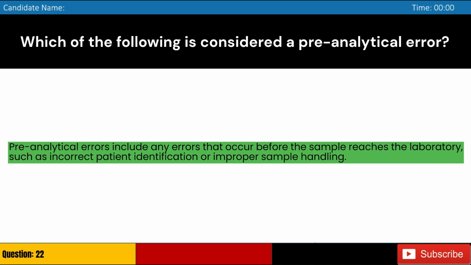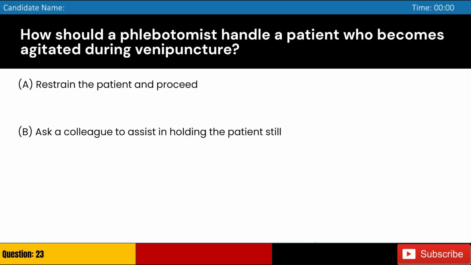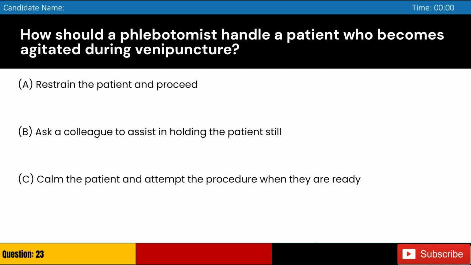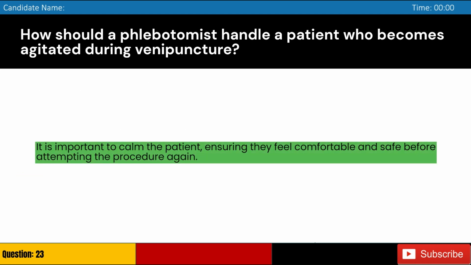sample handling. How should a phlebotomist handle a patient who becomes agitated during venipuncture? A. Restrain the patient and proceed. B. Ask a colleague to assist in holding the patient still. C. Calm the patient and attempt the procedure when they are ready. D. Immediately call security. Answer C. It is important to calm the patient, ensuring they feel comfortable and safe before attempting the procedure again.